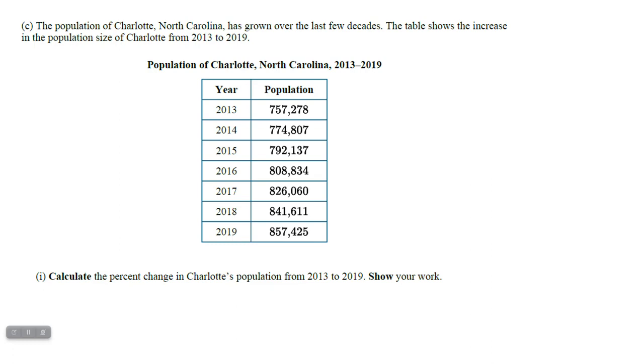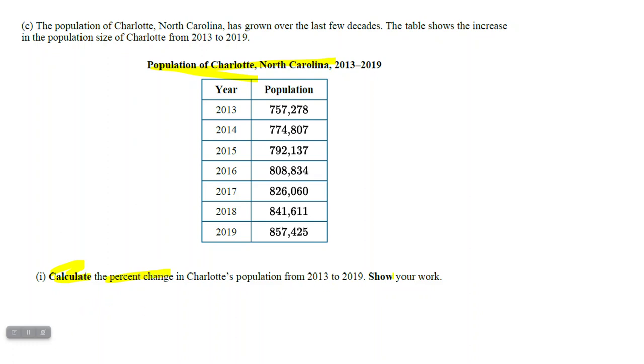So this is a populations math question, but it's also talking about percent change. Sorry, I'm going to go for a highlighter here. It shows a chart that shows the population of Charlottesville, North Carolina from 2013 to 2019. So it shows the increase in population size. And the first thing we're supposed to do is calculate a percent change.